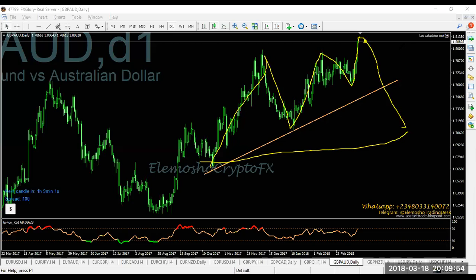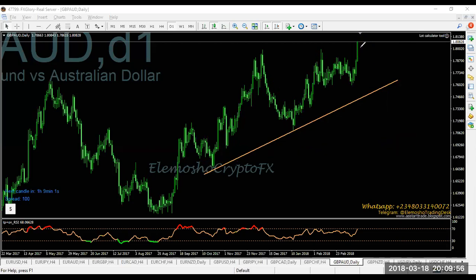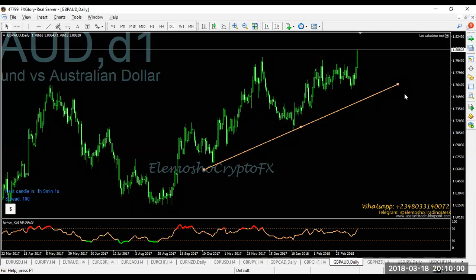So I want you guys to look out for a rejection around this zone. I'm not going to draw the Fibonacci level right now, but most likely it's going to be at the 161.8 extension level or possibly the 127.2. If we reject that zone, then we'll be looking forward to short the pair.